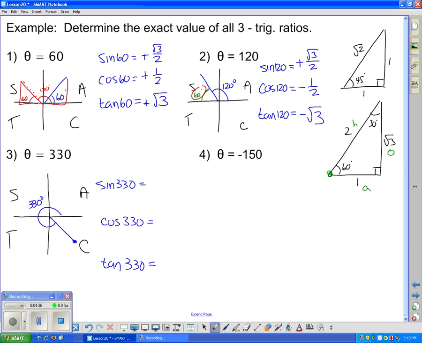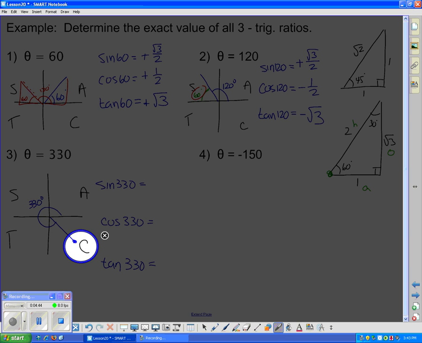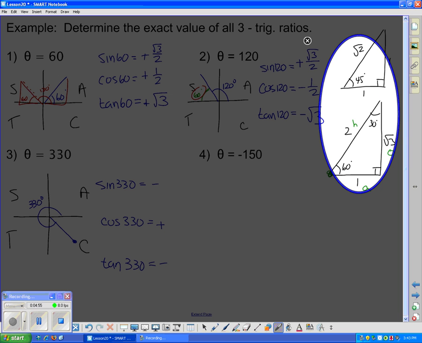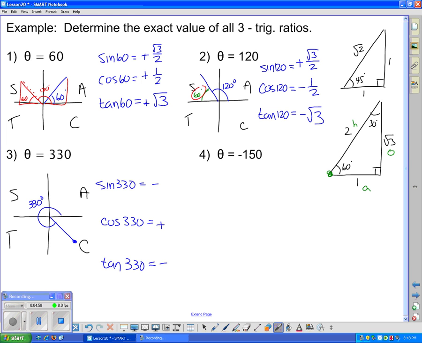All right, what are the values going to be in that quadrant, or what will the ratios turn out to be? Well, according to CAST, only the cosine ratio will be positive. So this one will be positive, so the other two are going to be negative. Now, there is no 330-degree triangle, all right? There is no triangle that has 330 degrees. We need to find that related angle. A related angle is always with the x-axis. So if it's 330 degrees from here to here, that means that there are 30 degrees remaining, and that is the angle that we are going to use.